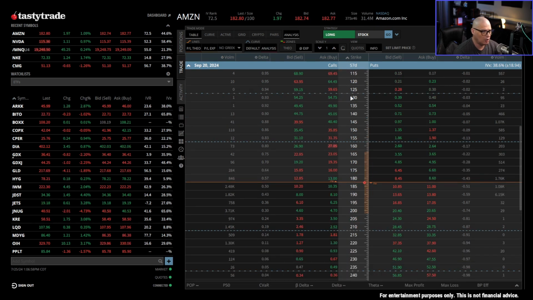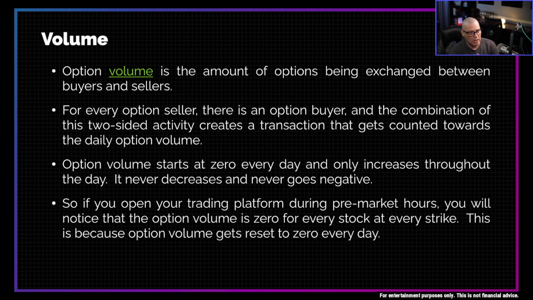Both with stock volume and option volume, this is a daily calculation. For every option seller, there is an option buyer. The combination of this two-sided activity creates a transaction, and that transaction of the simultaneous buying and selling, because there's always a counterparty to each and every options trade, counts toward the daily option volume. So option volume starts at 0 every day and only increases throughout the day. Each and every time somebody buys or sells an option, it gets counted toward that volume.